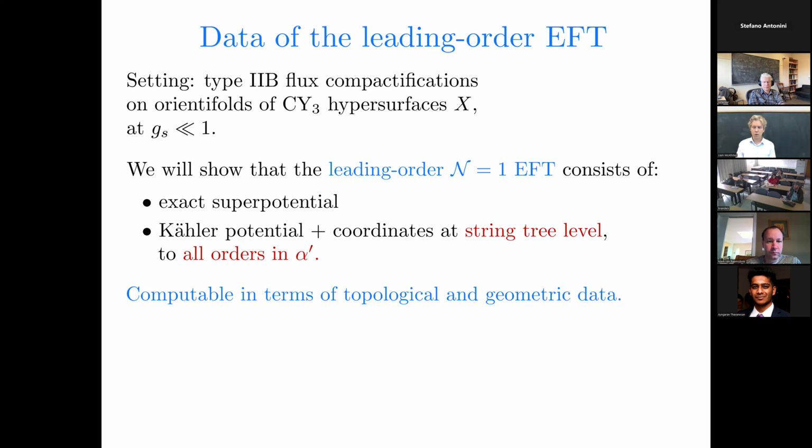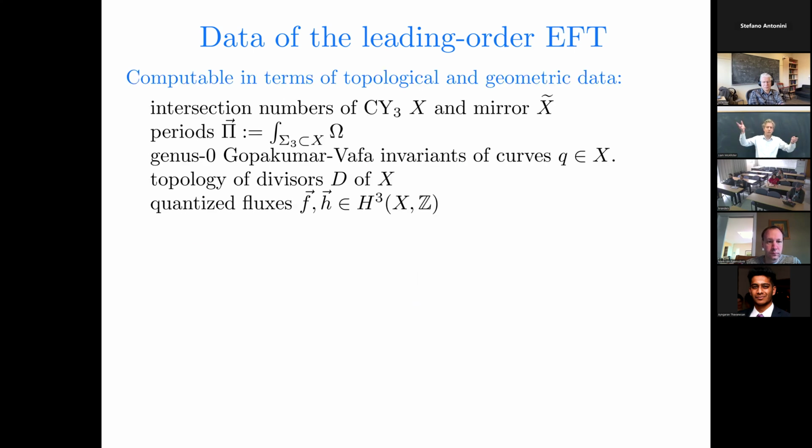So the basic point, though, is that all of this stuff is in principle computable in terms of topological and geometric data. So just to give a face to those things, here's the kind of geometric data I'm talking about: intersection numbers of a Calabi-Yau threefold, intersection numbers of its mirror. So periods, which is to say integrals of the holomorphic 3-0 form over cycles. Threefold. And then the data of quantized fluxes, so how many units of different field strengths are included.